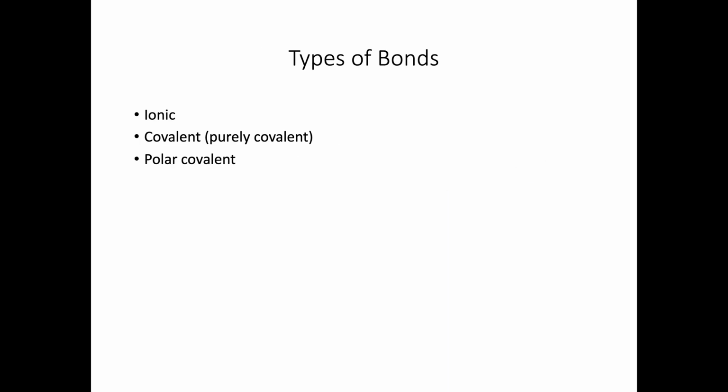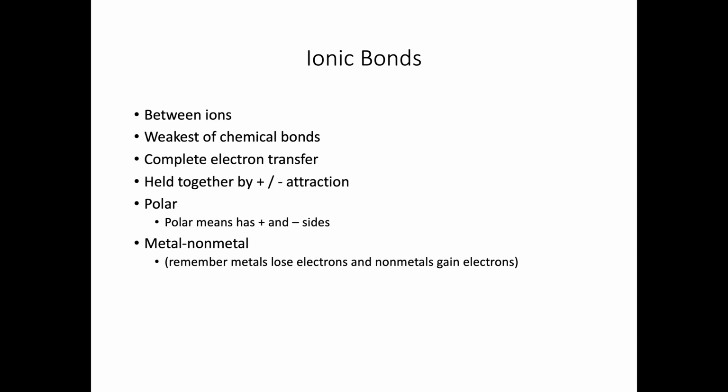There's really two types, but one of them has a subtype. There are what are called ionic bonds and covalent bonds. I say purely covalent and polar covalent. We're really just going to go with ionic and covalent for now. We'll deal with polarity later, okay? But just for the sake of completion.